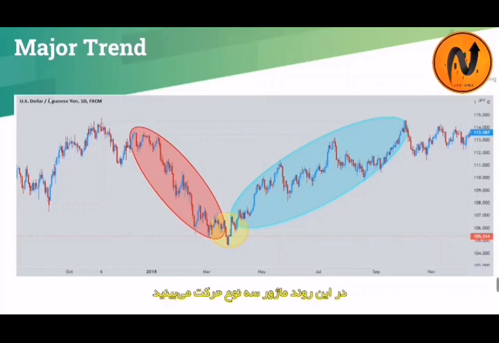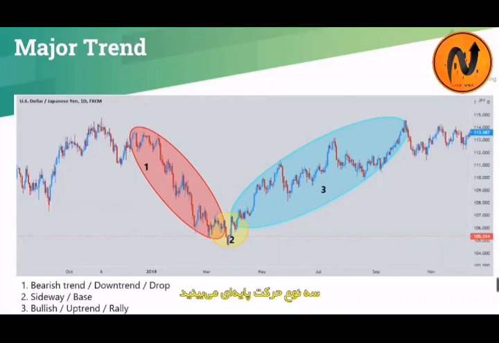Then, in this major trend, I'm going to explain it very, very slowly. In this major trend, you can see that there are three types of movement. The first movement is, of course, the downtrend, bearish trend, or the drop. The second one is the sideways, or the base. And the third is the bullish uptrend, or the rally. We'll explain slowly, one by one. If you look at this major trend right here, you can see that the price keeps breaking the structure.